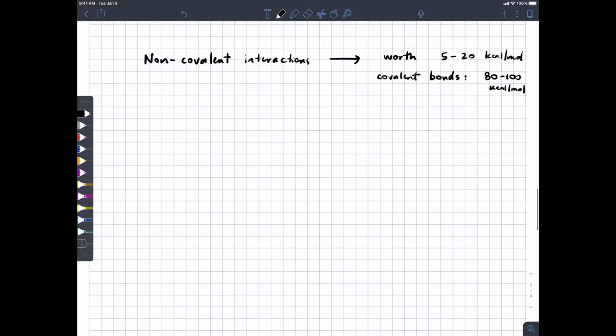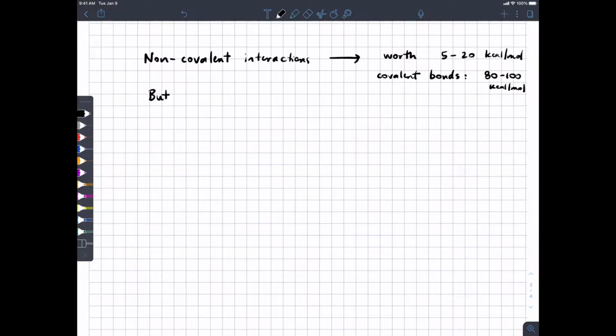But don't let that deceive you. Remember that the definition of worth, and when I say worth, I mean in terms of delta G for having the interaction versus not. These would be negative numbers, but anyway. Remember what we've said before in general chemistry, delta G equals minus RT ln K. Or alternatively, K equals e to the exponential of minus delta G over RT.